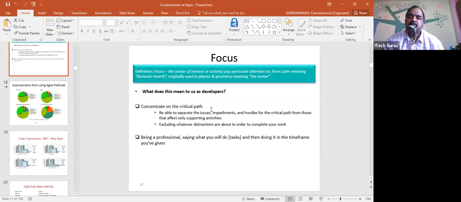There you need to continuously focus, not only on the work done. You also should be able to separate the issues, impediments and hurdles. Okay, what is an impediment? What do you mean by impediment?